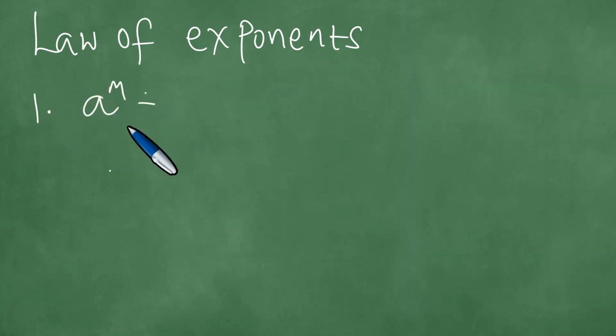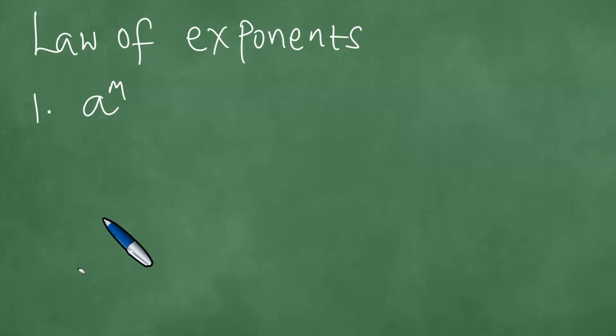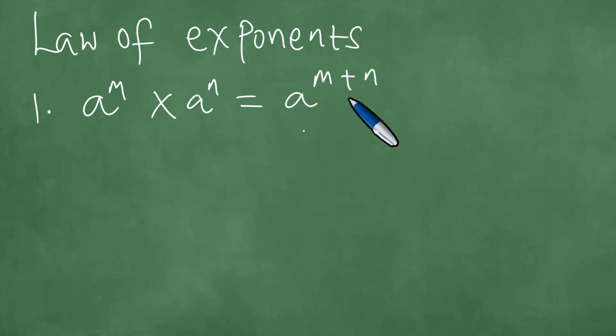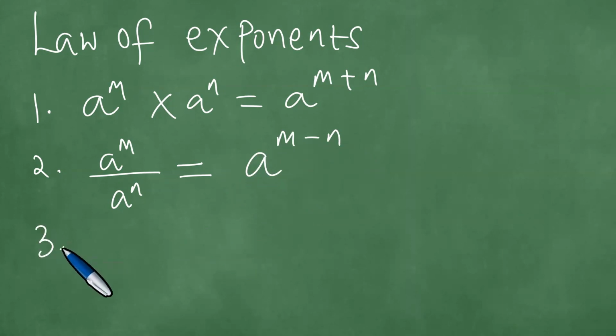a to the power m times a to the power n is equal to a to the power m plus n. If you have a to the power m divided by a to the power n, this is equal to a to the power m minus n. Yes, thank you.